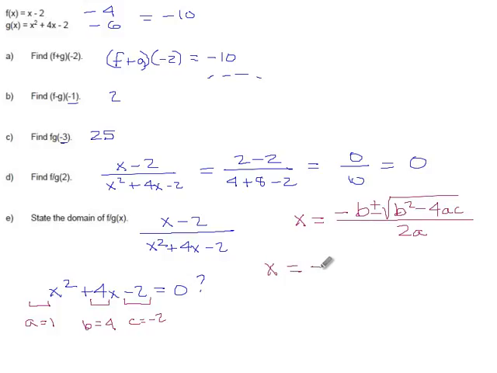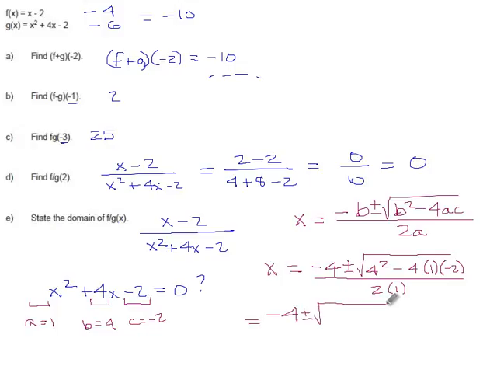X equals minus b plus or minus root b squared minus 4 times a times c, all over 2 times a. Okay, please tell me we can clean that up. Minus 4 plus or minus, what do we get inside this root? 16 plus 8, we get root 24, all over 2.